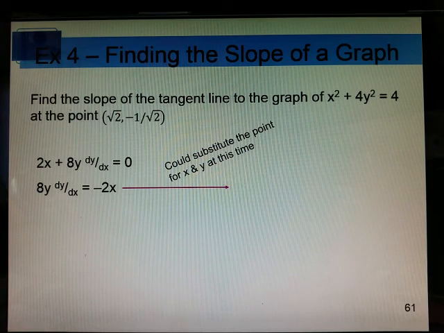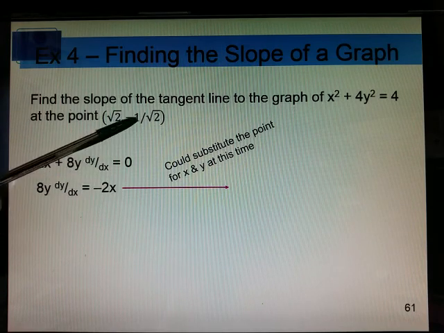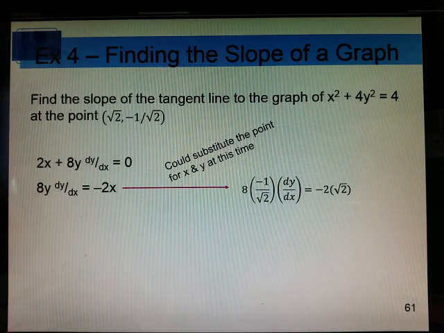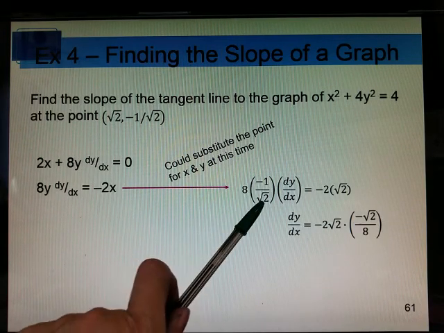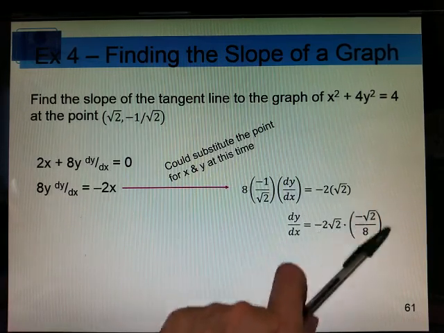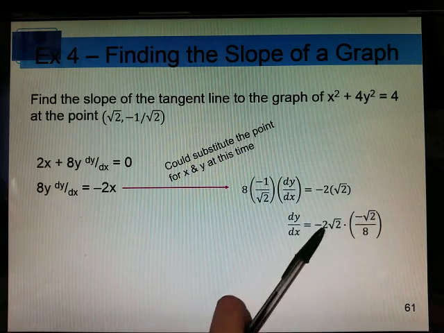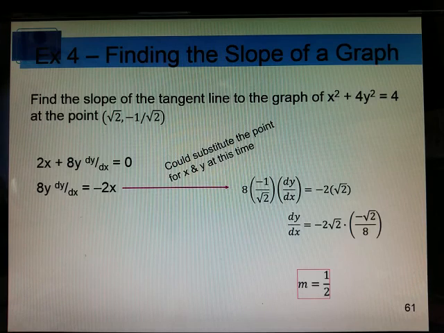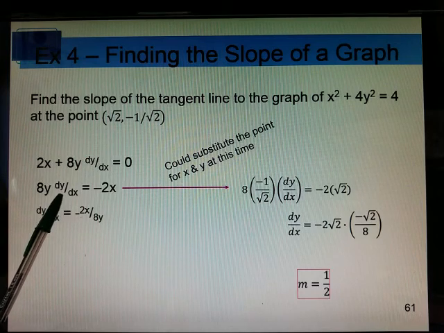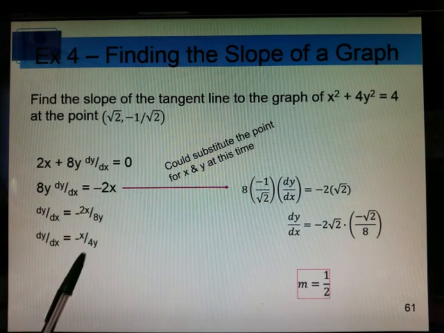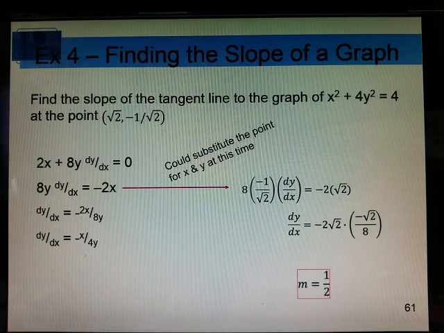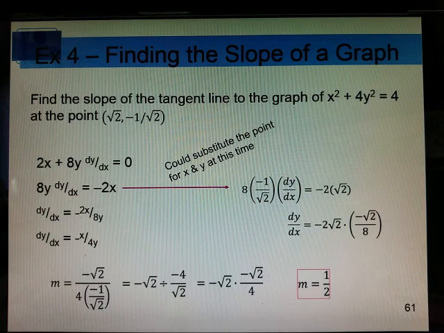Now, since it wants the slope, I could just plug square root of 2 in for x, plug that value in for the y, and find what my dy/dx equals. So I'm multiplying by this reciprocal over here. So the numerator, negative and negative is positive. 2 times a pair of 2, so that'd be 4 over 8, which is 1/2. If I finish solving that for dy/dx, that'd be negative 2x divided by 8y, which is the opposite of x over 4y. Still, plug in x, plug in y, and you still get the same answer in the end, whichever way you choose to do that.